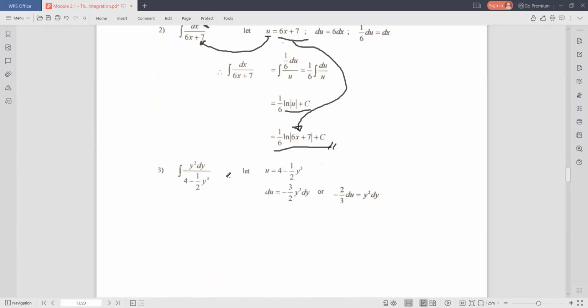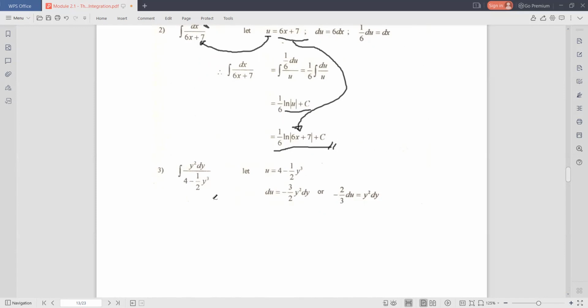Then next, let's do another example. Tingnan natin ito, yung example number 3. So we have the integral of y squared dy all over 4 minus 1/2 y cubed. So paano naman ito?